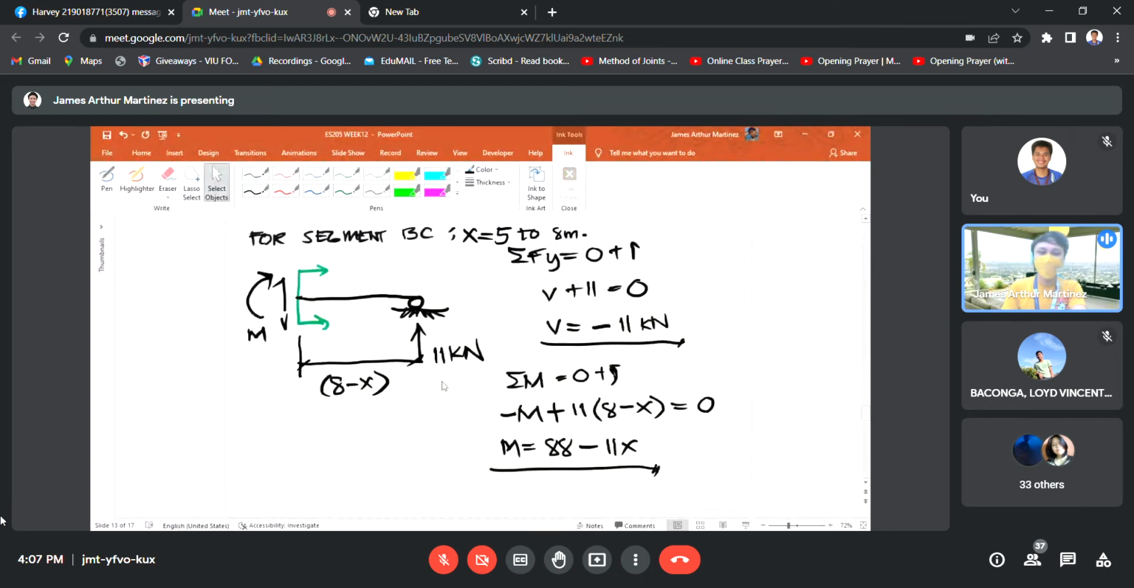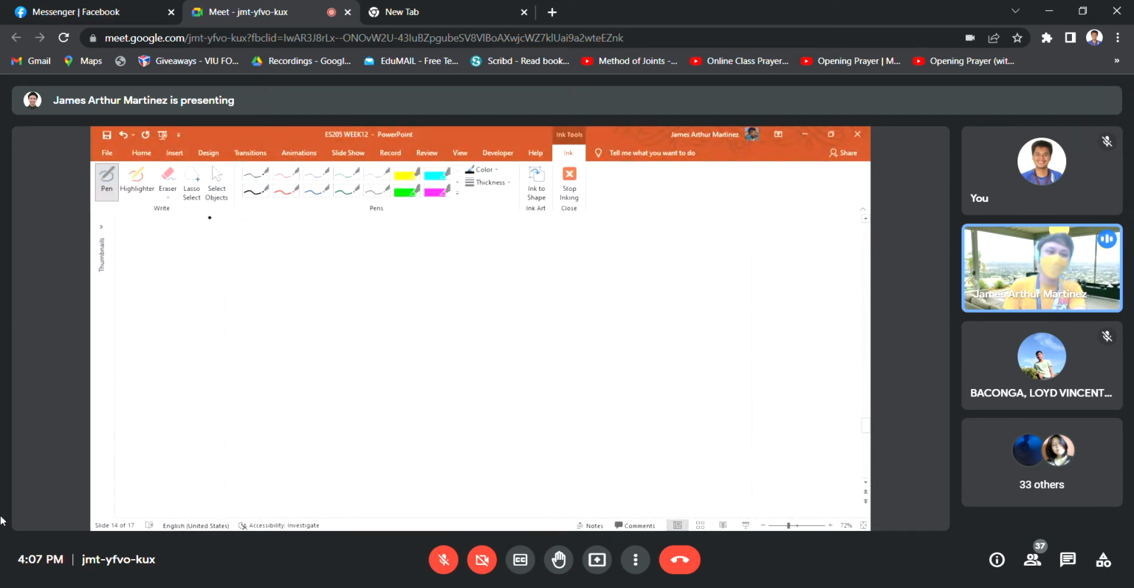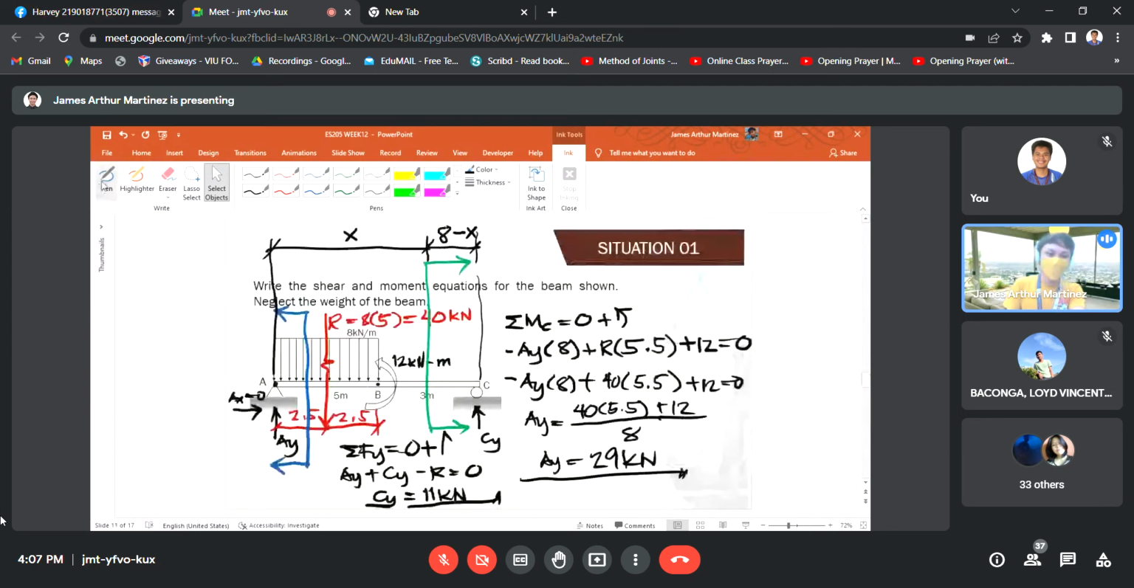Sige, so let us now plot the shear and moment diagram class using the equations nga ato ang na-obtain. Sige, ato lang sang i-copy ang figure.